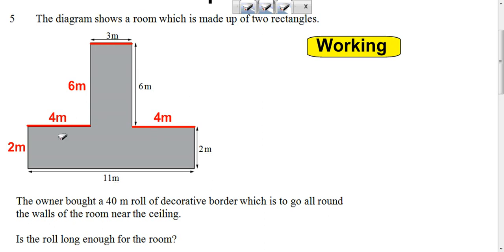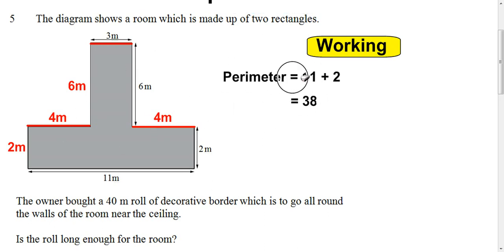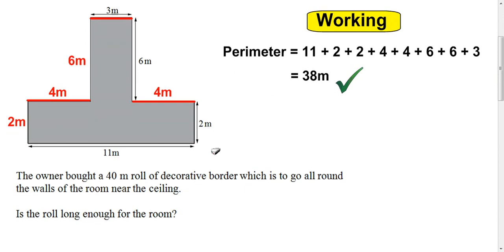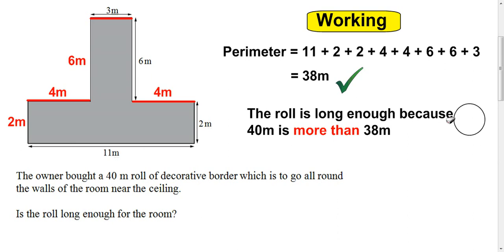If we can add them all up now, we can get the perimeter. So perimeter equals 11 plus 2 plus 2 and so on, and that comes to 38 metres. But we need to answer the question. The question says the owner bought a 40-metre roll of decorative border. Is the roll long enough for the room? Well, yes it is, because 40 metres is more than 38 required. And that's your second mark. You need to make this statement.